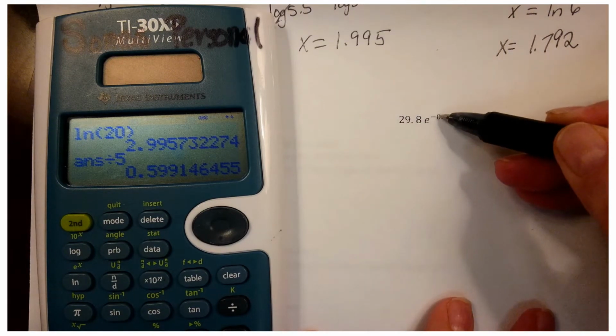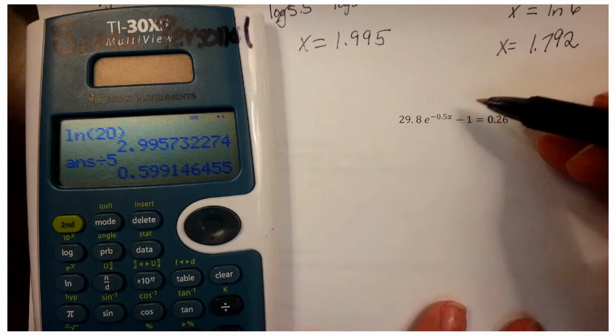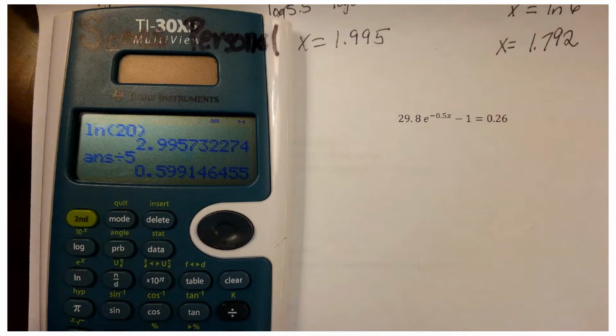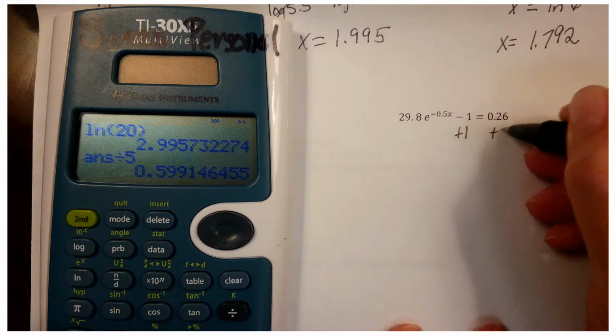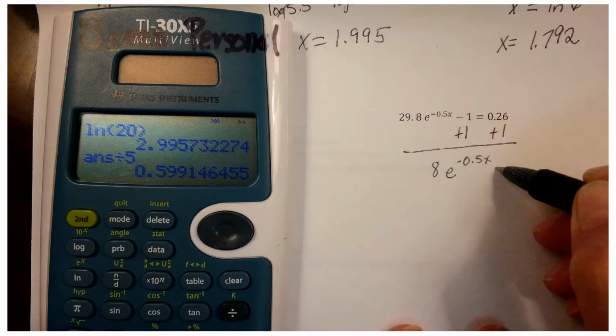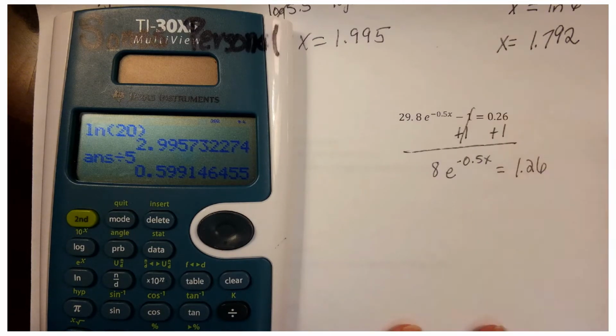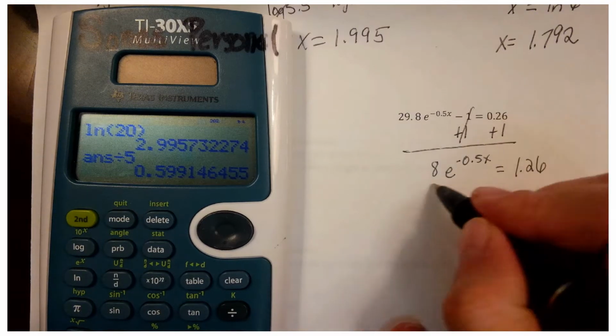8e to the negative 0.5x minus 1 equals 0.26. All right, so same concept. If I'm trying to get the exponential expression by itself, I want to do the add subtract first and then the divide. So here, if I've got this minus 1, I just want to add that to the other side. So I get 8e to the negative 0.5x equals 1.26. And then now I'm left with something just like I had before. So I'm going to divide by 8.